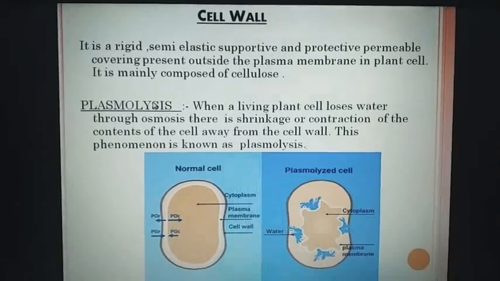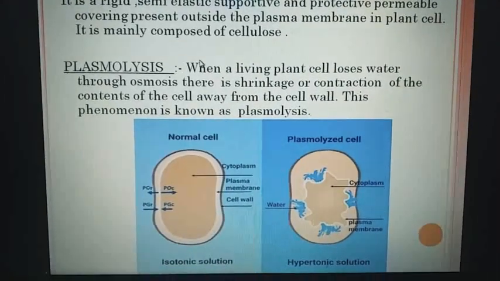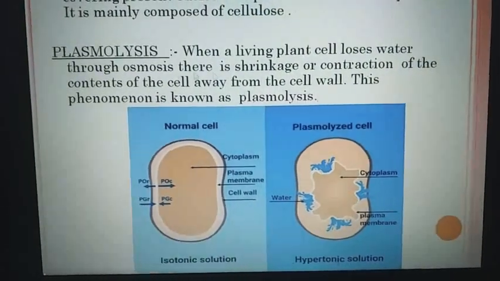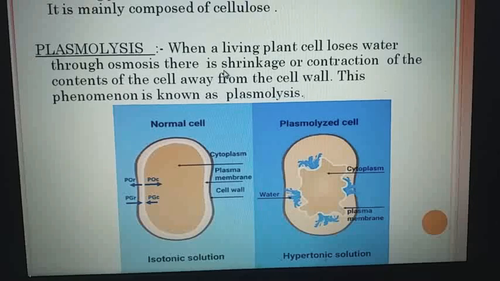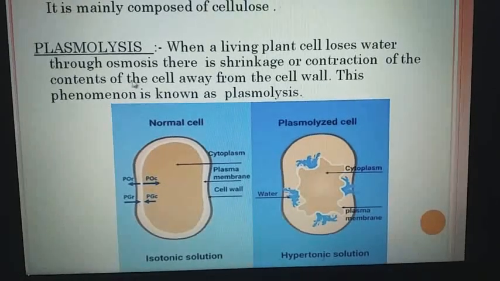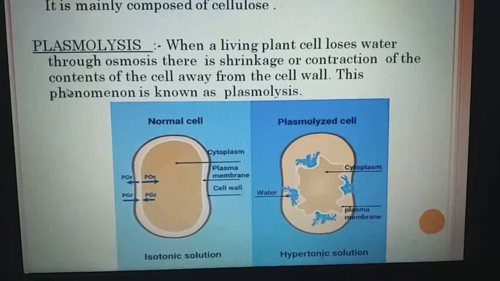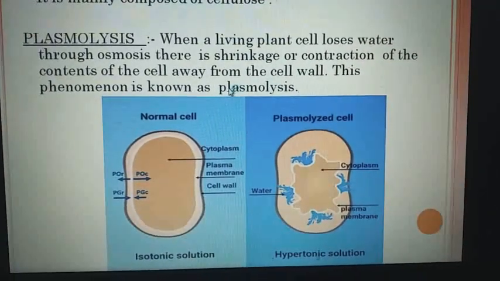Now the next topic is plasmolysis. Plasmolysis is the process in which a living plant cell loses water through osmosis. There is a shrinkage or contraction of the contents of the cell away from the cell wall. This phenomenon is known as plasmolysis.